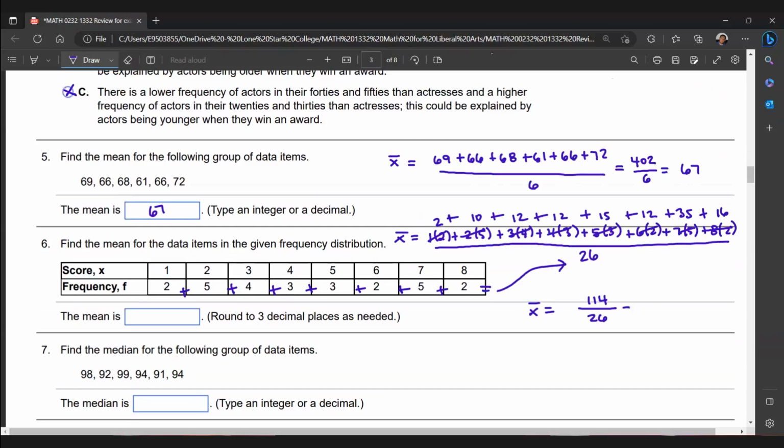So I get 4.3846. And so this 6 makes that 4 into a 5.